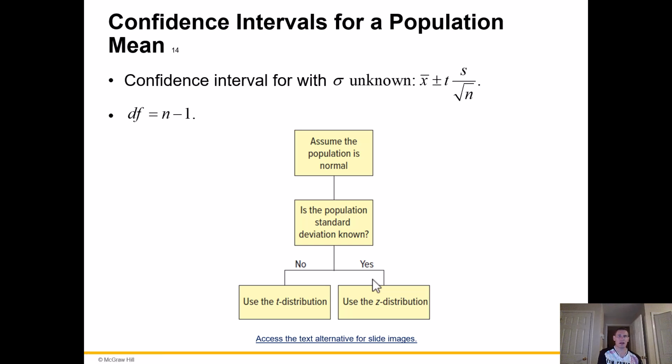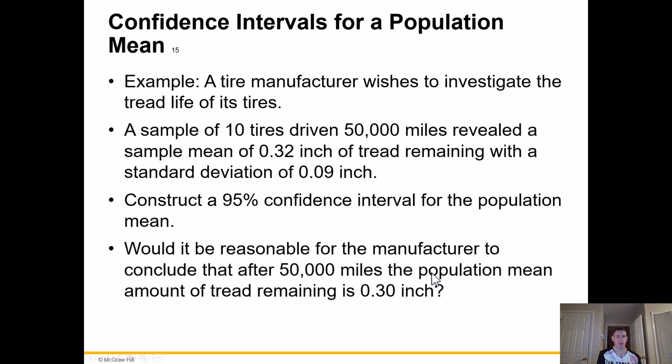So for the confidence interval, if sigma is unknown, then it would just be x bar plus or minus t times s over the square root of n, just like before. I won't get too much into what the degrees of freedom are in this particular video. All you need to know is that in this case it's n minus 1. We assume the population is normal. Is the population standard deviation known? If yes, we can use the Z distribution. Frankly, most times it's not, so we have to use the T distribution.